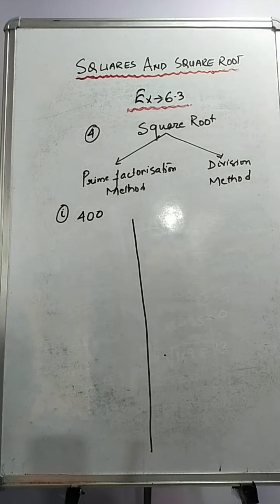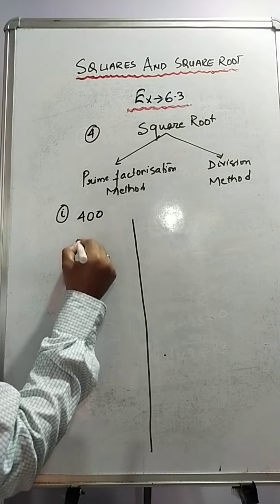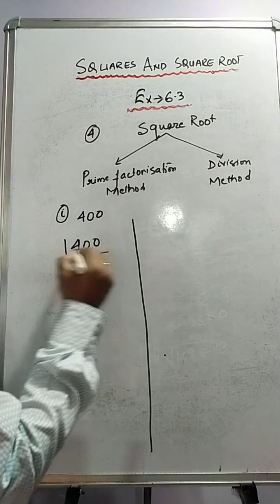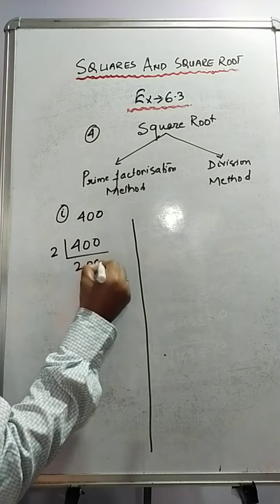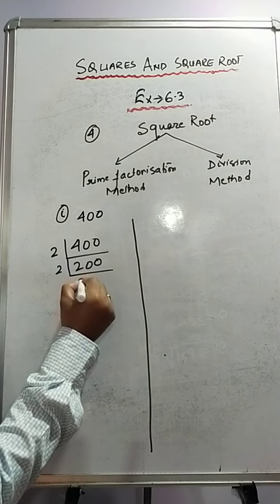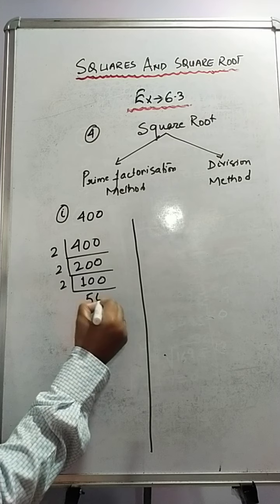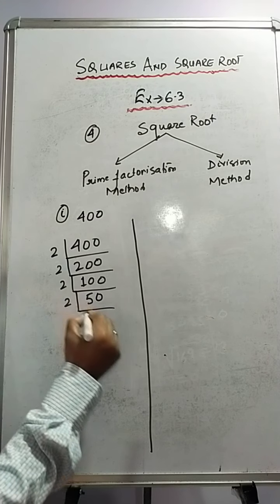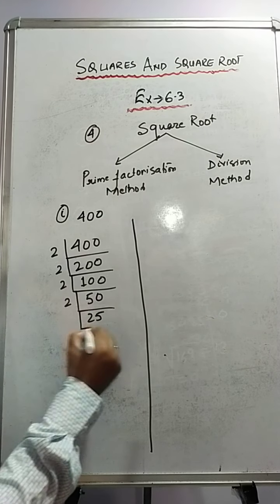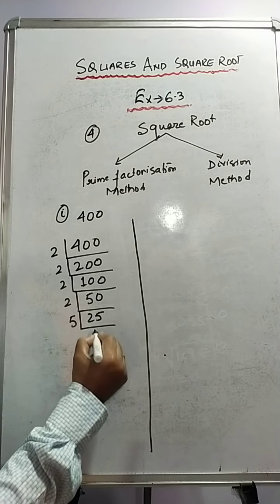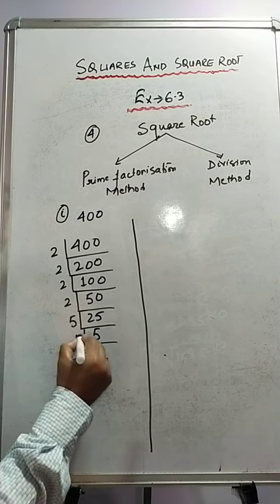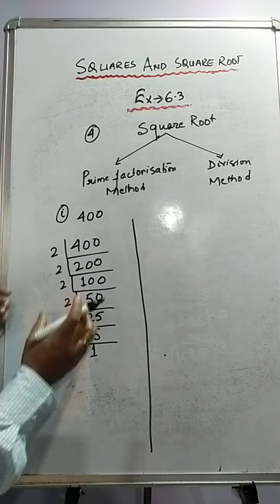Okay. Now let's move on to sum number 2. Sum number 2, we have 400. So the first thing we'll do is prime factorization. 2 hundreds are 200, 2 50s are 100, 2 25s are 50. Now it will be divisible by 5, 5 5s are 25, and 5 1s are 5. The same thing we'll do here.